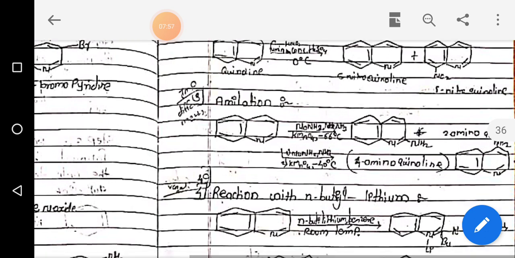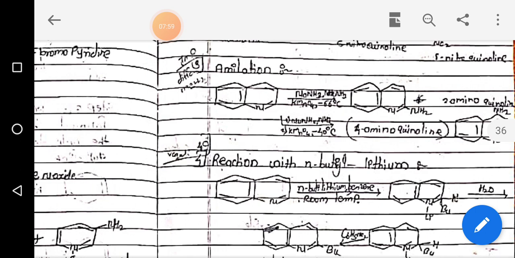Next is the amination reaction. In the case of the amination reaction, the starting material is quinoline, and on the arrow there is the reagent.